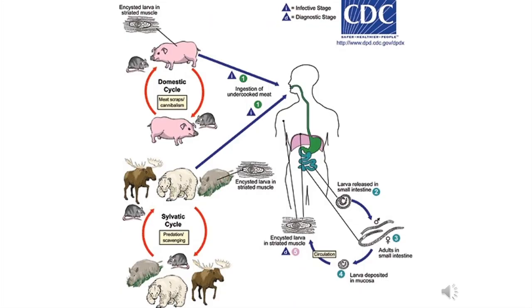Let's go to the life cycle. Here you can see it in the lower left-hand side. You see the sylvatic cycle. This is a very common infection in wild animals, and it may involve any wild animal actually, like you see here. But if we come to the domestic cycle, people acquire it mostly from pigs, through ingestion of pork meat, as I told you.